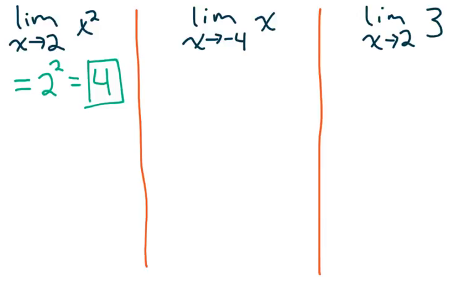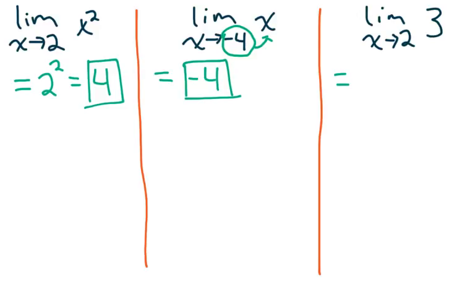The same thing works for this middle one. It's even a little simpler. I need to plug in negative 4. I've got the limit of x as x approaches negative 4. Well, that's just negative 4, because when I plug in the value, that's what I get. No problems.